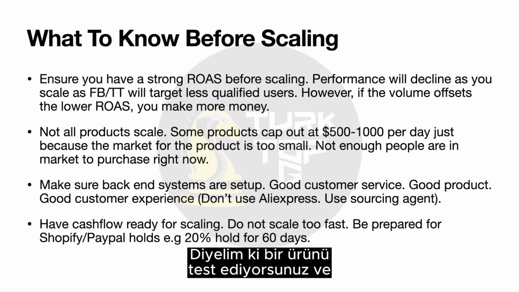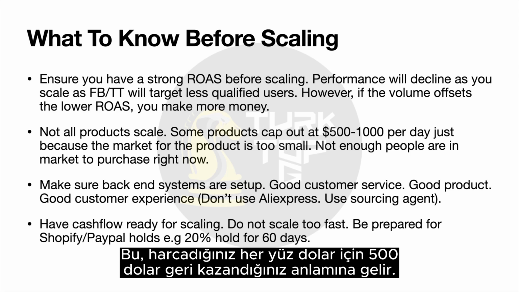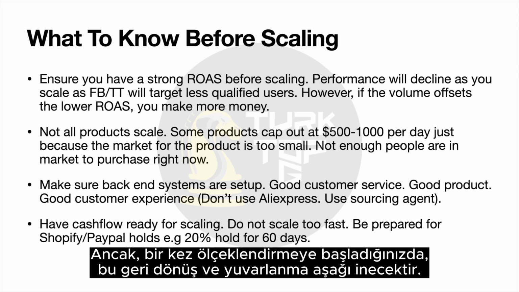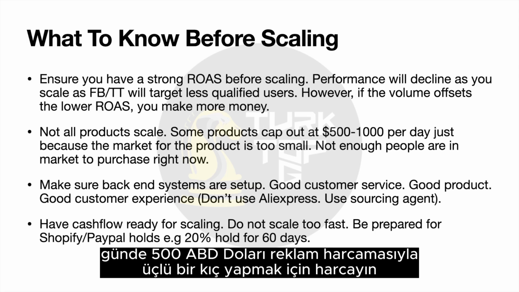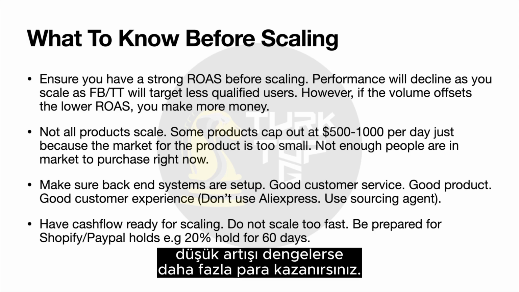So let's say you're testing a product and you're spending $100 per day and you're getting a 5 ROAS, which means for every $100 you spend, you make back $500. However, once you start scaling, that return on ROAS will come down. You might go from making a 5 ROAS at $100 per day ad spend to making a 3 ROAS at $500 per day ad spend. However, as you're getting more volume in, if that volume offsets the lower ROAS, you will make more money.